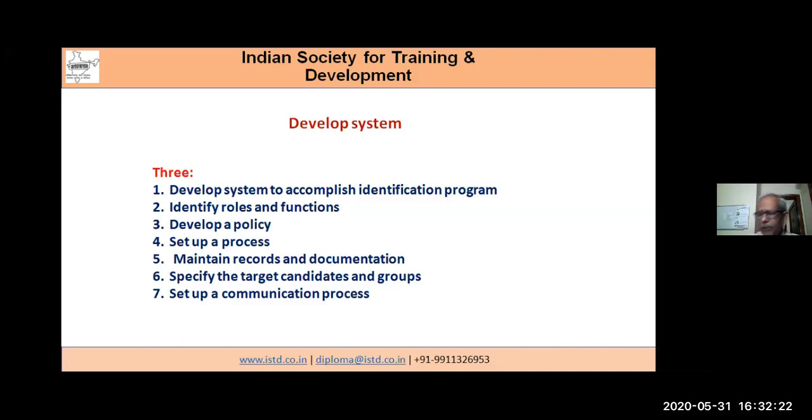So there is the requirement of developing the system. Now we have seen so far what talent identification is. It is identifying the talented people for the organization, so that they can be used as and when required for the development and the growth of the organization. We've seen there are certain basic steps. We've seen what the driving factors in an organization are, what is the cause for doing this talent identification.